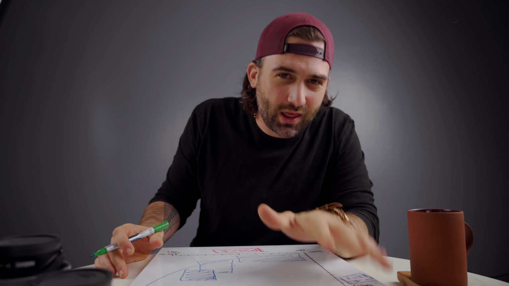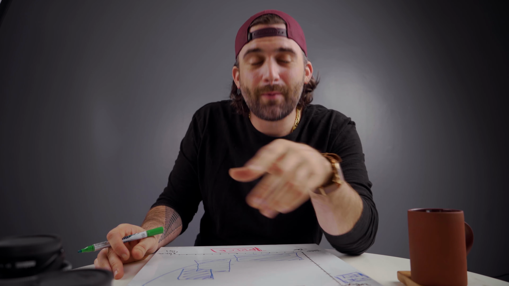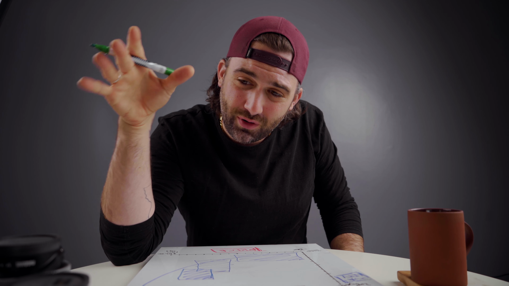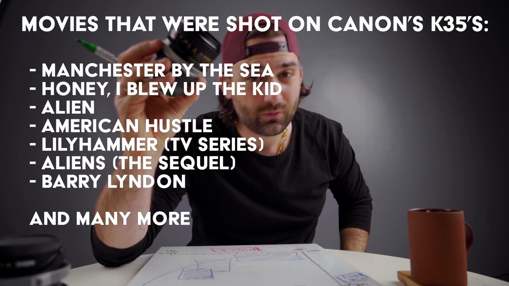Then we come to the vintage lenses. And here's the interesting thing about vintage lenses: in modern housings with modern features, these lenses are still being used in high-end cinema. This lens is very similar in pretty much every single aspect to the Canon K35 cinema lenses. All of these movies were shot on the Canon K35s, which are remarkably similar to this little $45 lens that I have in my hand right here.